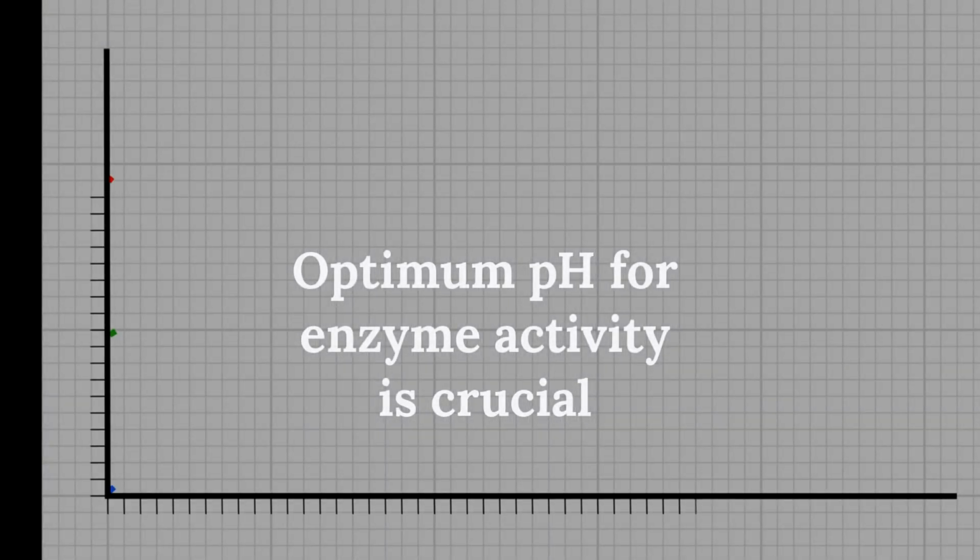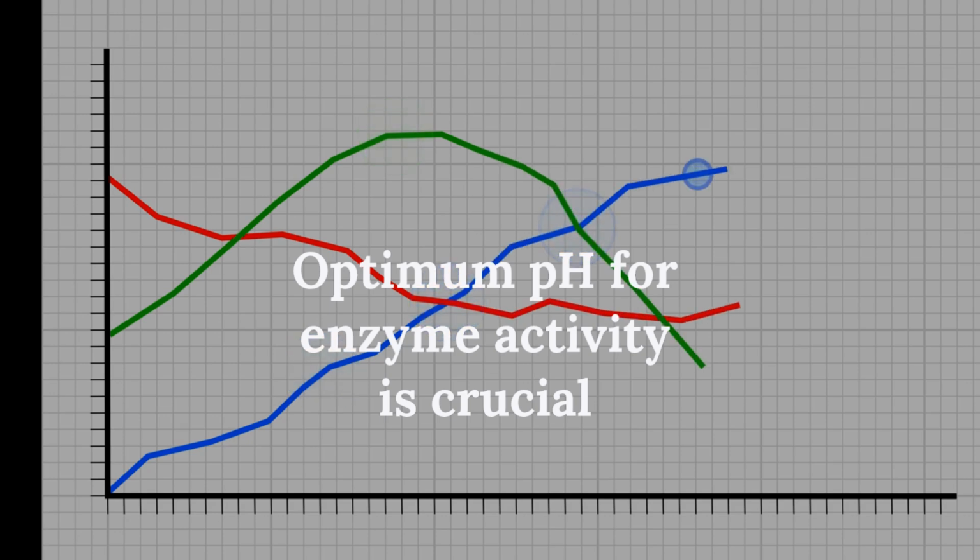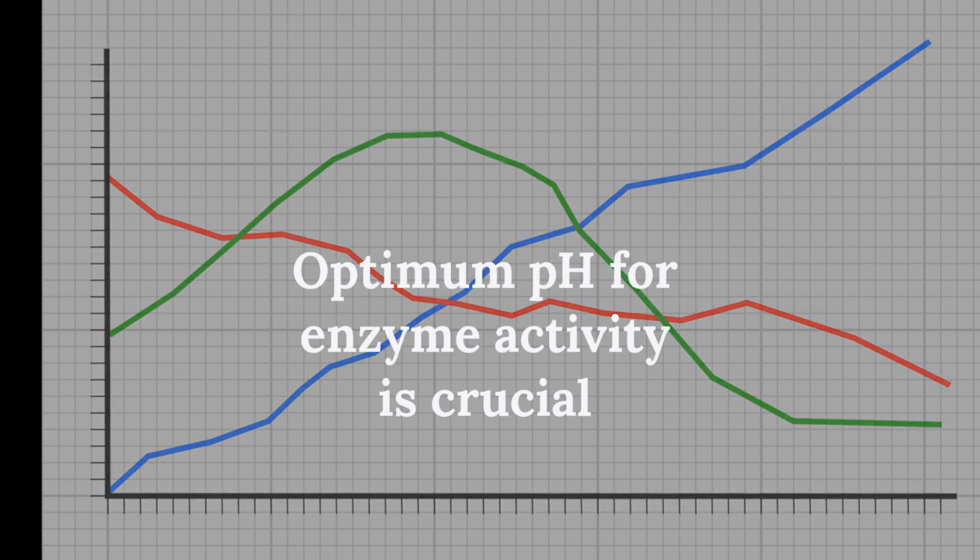A bell-shaped graph illustrates pH versus reaction rate. The peak indicates the optimum pH for enzyme activity. Deviations cause a decrease in activity due to altered hydrogen bonding. Extreme pH values can lead to enzyme denaturation. Recognizing these patterns helps identify enzyme function in different environments.